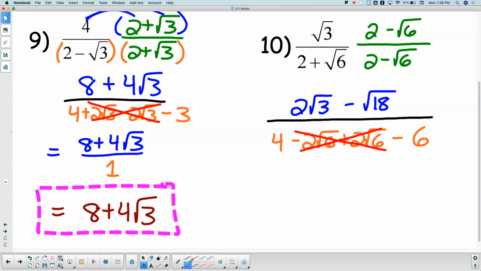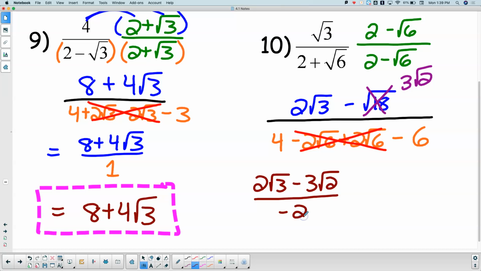Square root of 18 becomes 3 square roots of 2, because it's the square root of 9 times the square root of 2. So then that leaves me with 2 square roots of 3 minus 3 square roots of 2 all over negative 2.